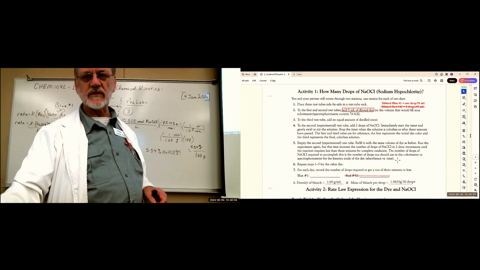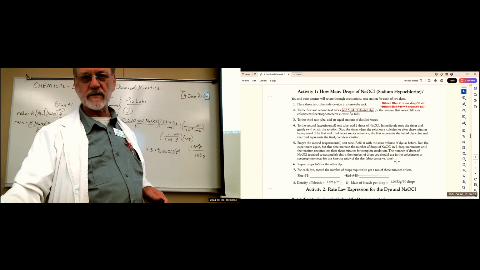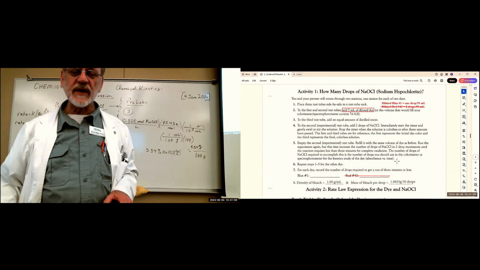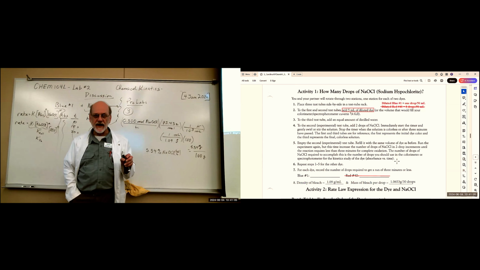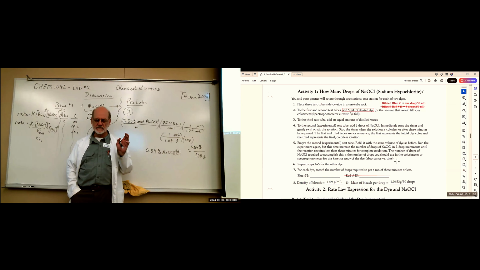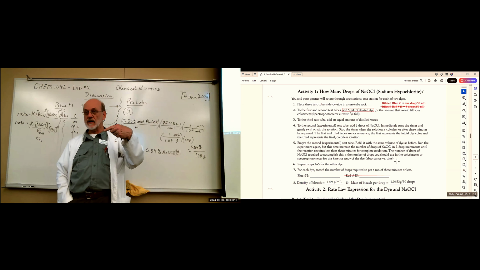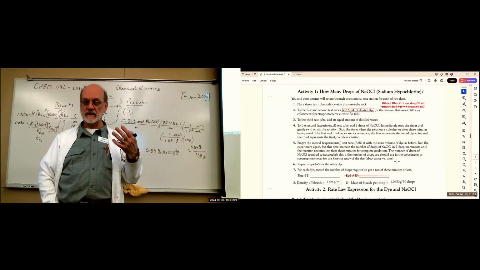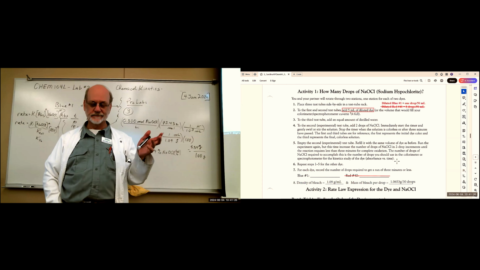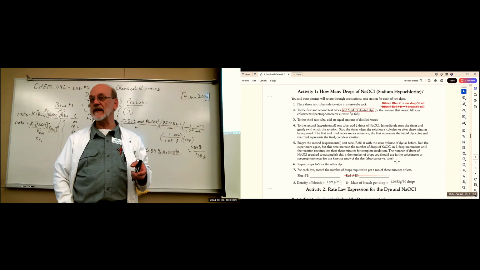In this part of the experiment, you determine how many drops of bleach are required. If you use 5 mils of your diluted dye, and I've already got that prepared, you don't have to dilute it, you find out how many drops of full strength bleach are required to decolor it in less than 3 minutes.